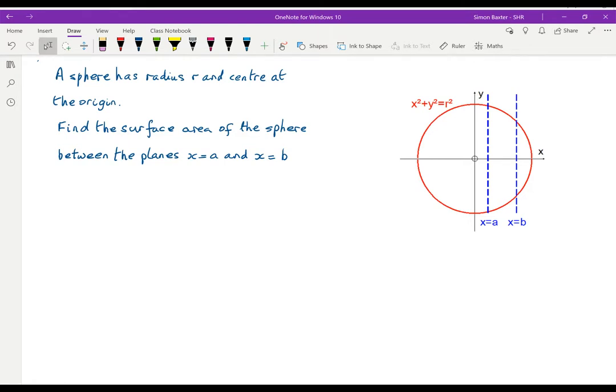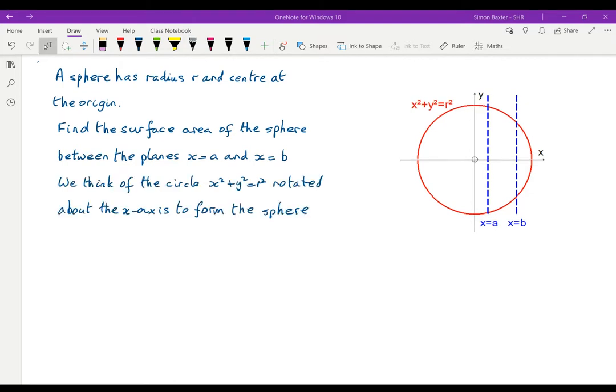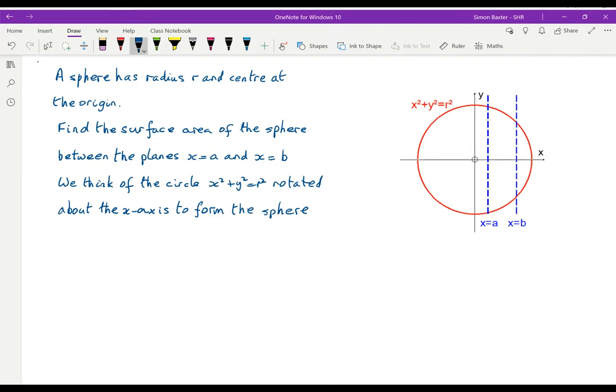Now let's see how we can apply this to find the area of a sphere, radius r with centre the origin, between the two planes x equals a and x equals b. How can we find the area of that part of the sphere? Well, we can think of the circle x squared plus y squared equals r squared, rotated about the x-axis to form the sphere. The area that we want is the integral from x equals a to x equals b of 2 pi y ds.